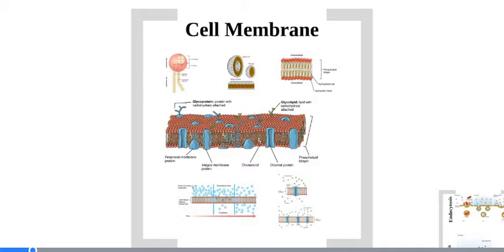The cell membrane is the way that any cell interacts with the environment around it. It's very important in regulating what can get into or out of the cell, or more importantly, keeping things from getting into or out of the cell.